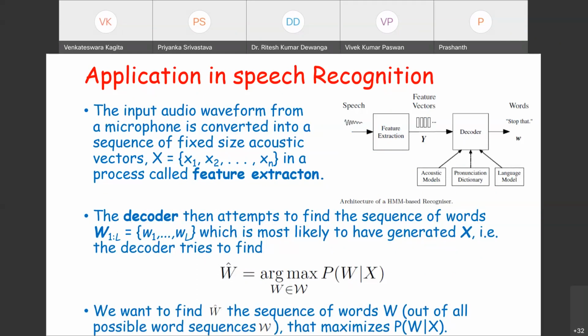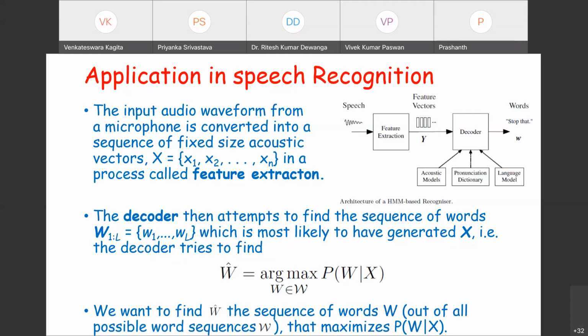So once we extract features, we have got the sequence of vectors x1 to xn. These are our observations. In our umbrella example, these are equivalent to umbrellas, right? Whether the caretaker is bringing an umbrella or not. So these are your observations, right? And the decoder attempts to find the sequence of words which is most likely to have generated X.